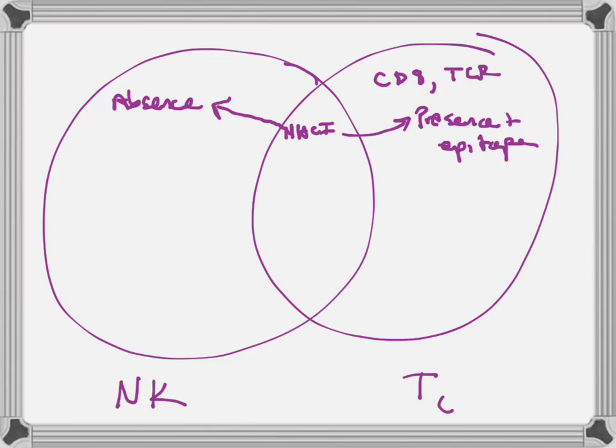What kind of receptors do NK cells have on their surface? There's an inhibitory one and an activating one that we talked about, and we didn't really give them names, but there's an inhibitory receptor and activating receptors.